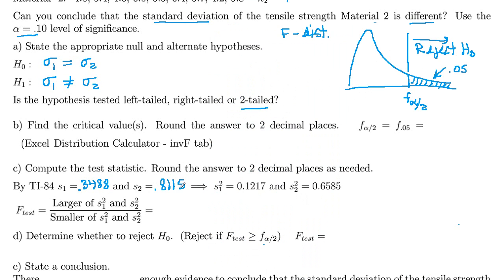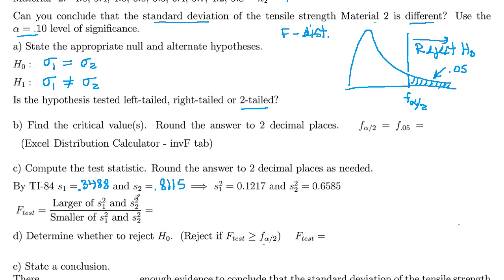If you square that 0.3488, you'll get 0.1217. If you square the 0.8115, you'll get 0.6585. So S2 is the larger variance and S1 is the smaller.